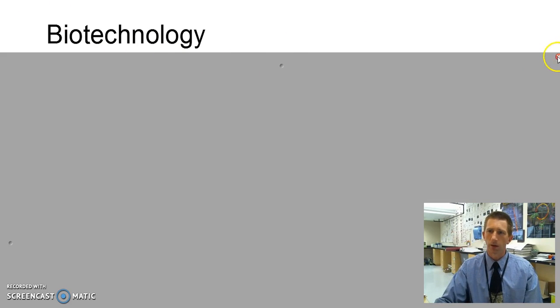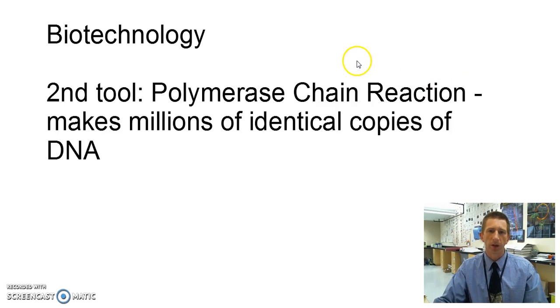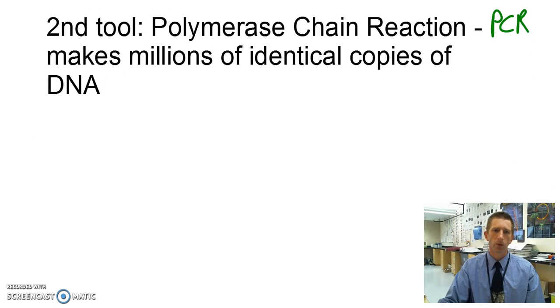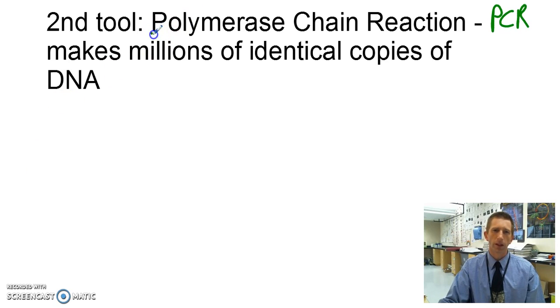So our second tool in our discussion of biotechnology is called polymerase chain reaction. It's abbreviated PCR. And its job is it's used to make millions of identical copies of DNA, right? So you should recognize this word polymerase right here, right? DNA polymerase, RNA polymerase. Basically, it's just an enzyme that's going to make a polymer, a specific polymer, either DNA or RNA, right? DNA polymerase makes DNA, RNA polymerase makes RNA. And we know it's an enzyme because of the ACE ending.